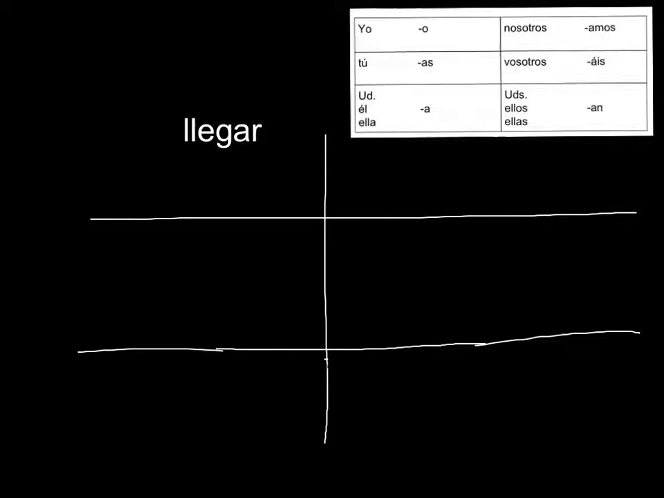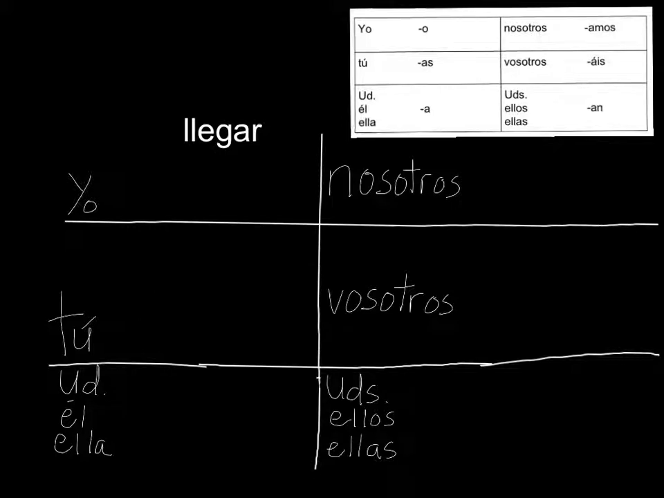Now I'd like you to try to conjugate the verb llegar on your own. Remember to drop the ending first and then to fill in the chart accordingly with the endings that are given to you in the top right-hand corner. Pause the video and come back in a few minutes after conjugating the verb on your paper.